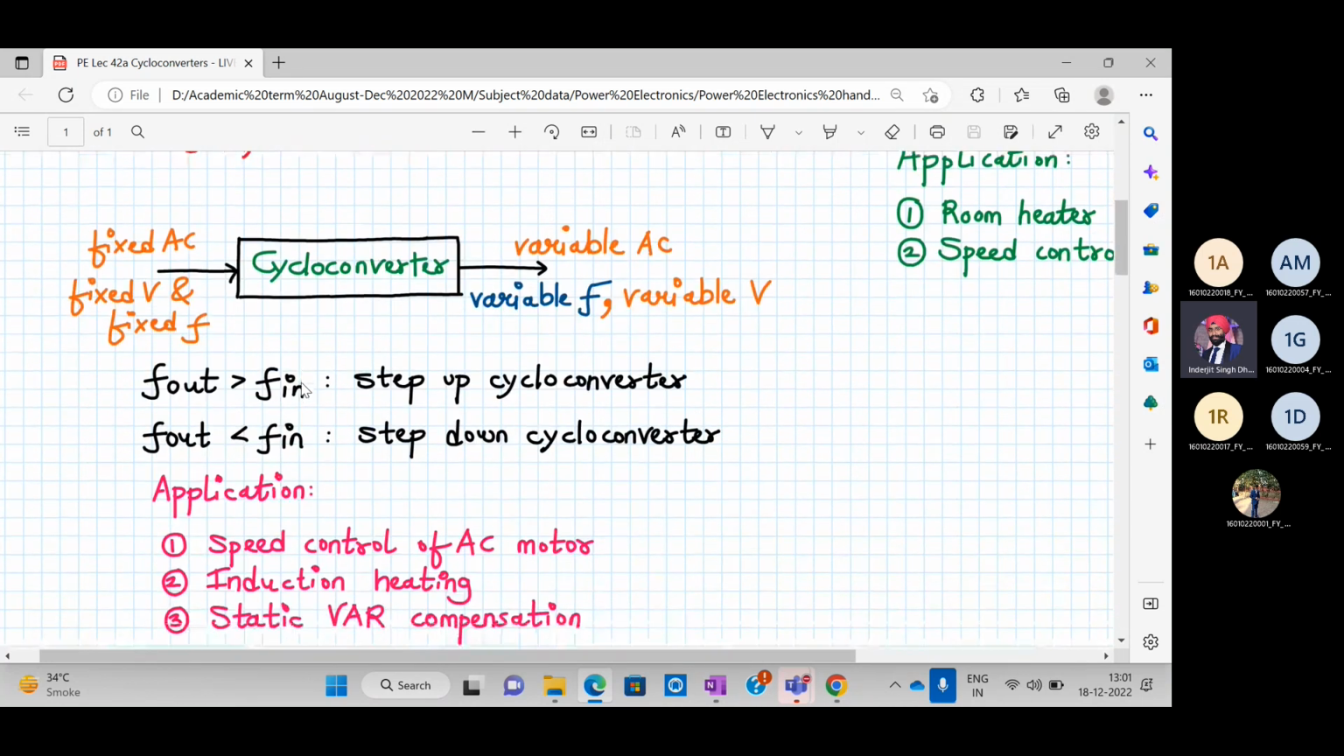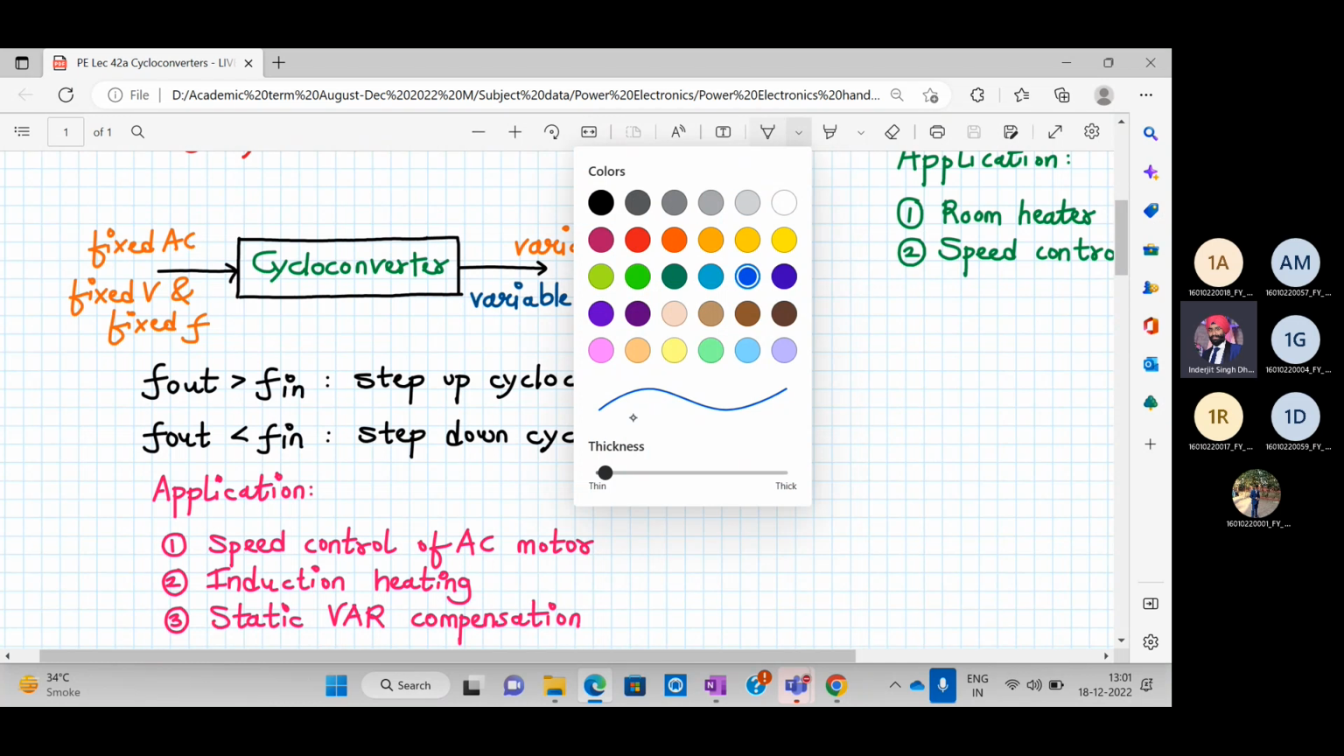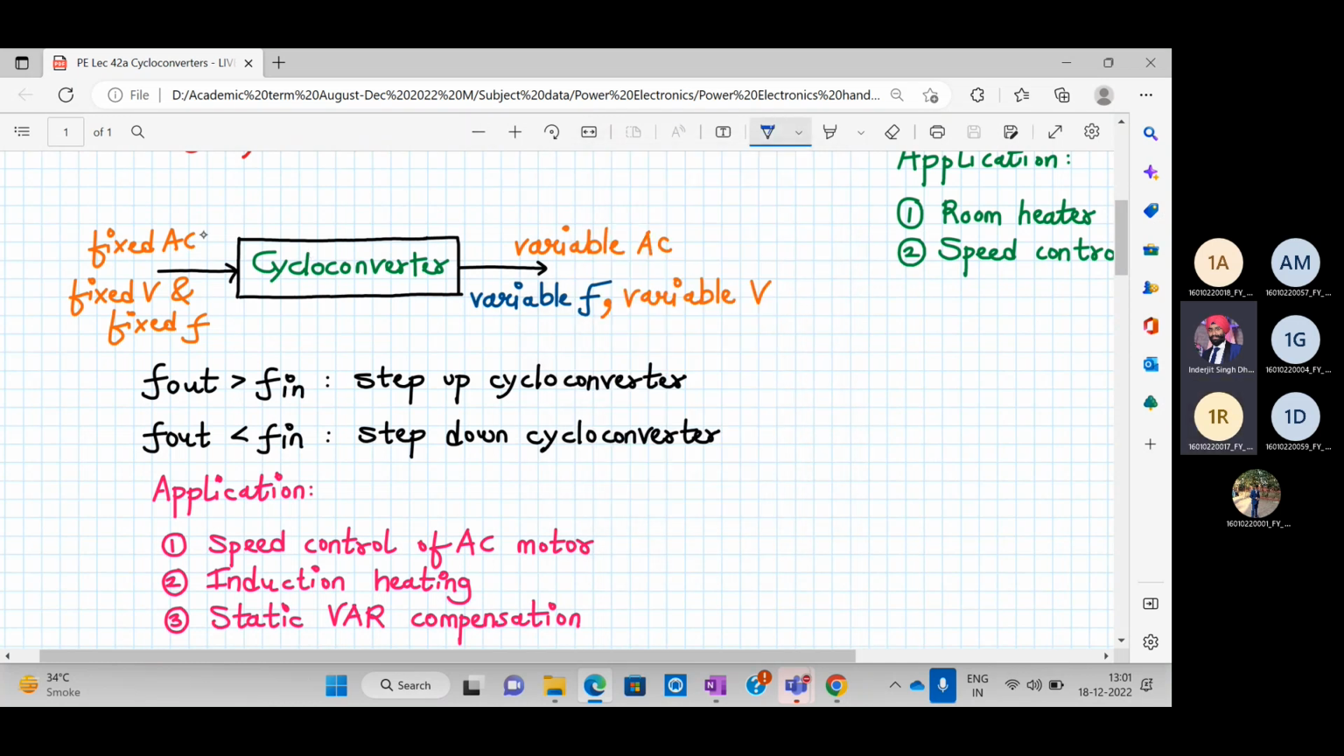So what have we discussed so far in the cycloconverter? What is the cycloconverter? Anyone? AC to AC converter. No, it's a fixed AC to variable AC converter, where you can convert into a variable frequency or variable amplitude. So here it has two types. Number one is the step up cycloconverter. Number two is the step down cycloconverter. In a step up cycloconverter, your output frequency is greater than your input frequency. And in a step down cycloconverter, your output frequency is less than your input frequency. So this we have already discussed, right?